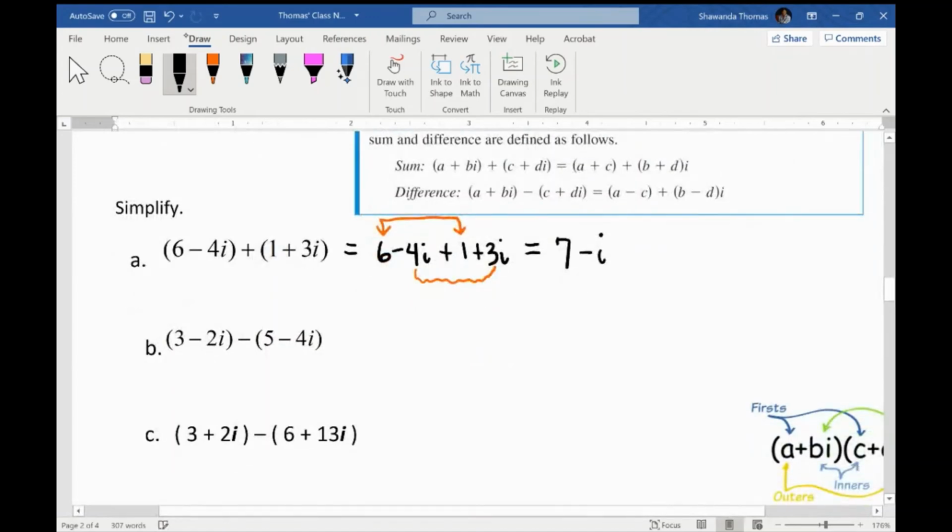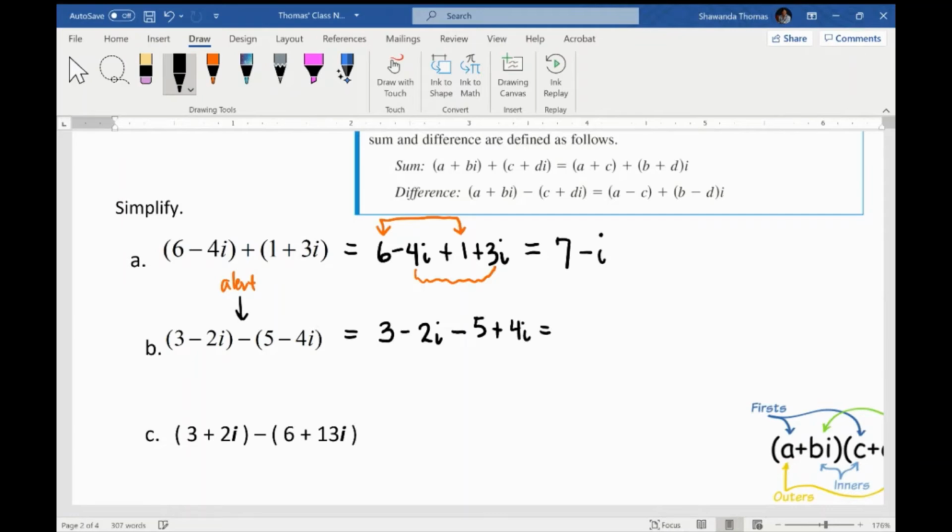All right, let's look at B. What would I warn you to be careful about with B? You have to distribute the negative. Yes, be on alert, because there's a subtraction symbol here. So let's write it out. We have 3 minus 2i minus, tell me what would you write next? Parentheses 5 minus 4i. 5i plus 4i. Plus. Very good.